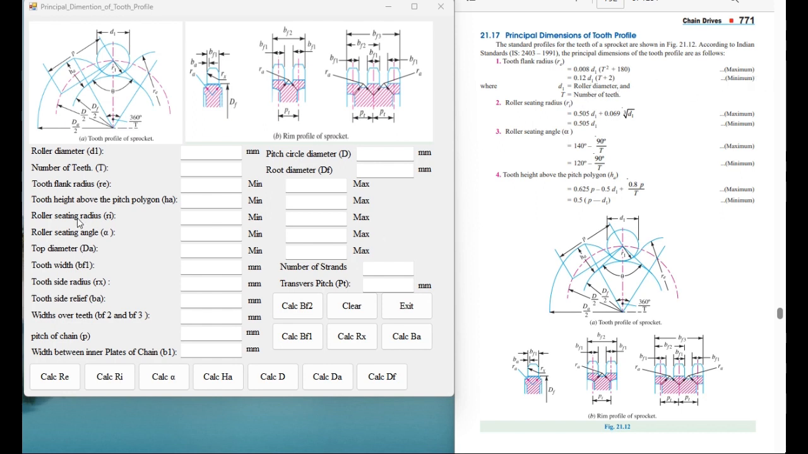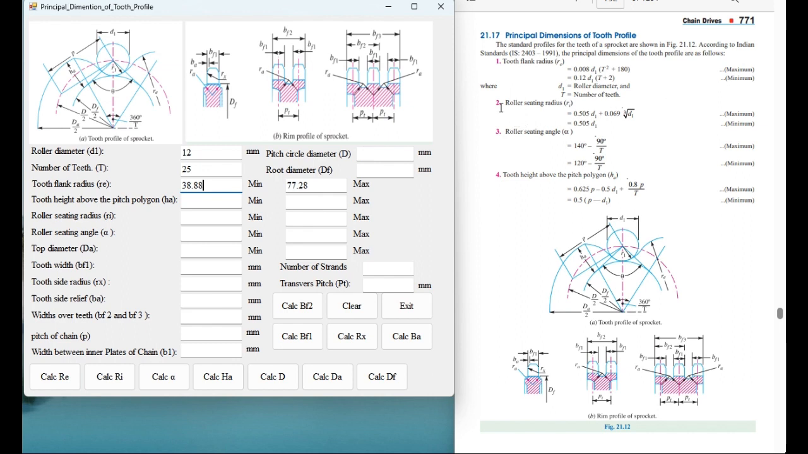So we have to calculate RE. Then we have to enter the values of d1, the roller diameter. Let us enter 12 millimeter, and t, the number of teeth of the sprocket. Let's take it as 25. Then we can calculate RE, or the flank radius. You see the maximum value of RE is 77.8, and the minimum value is around 38.82.